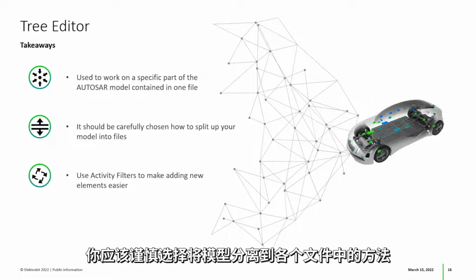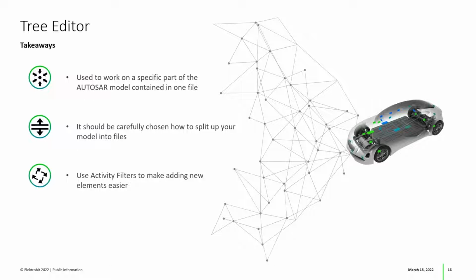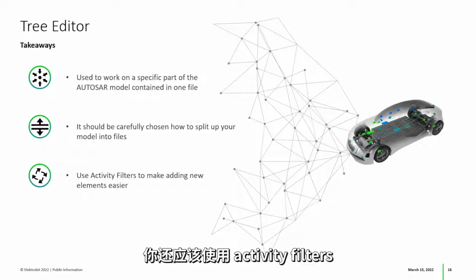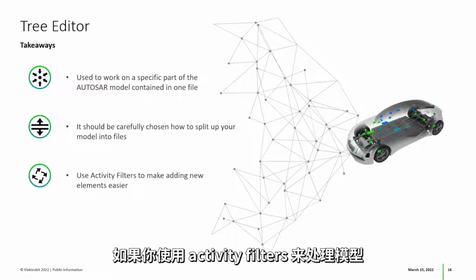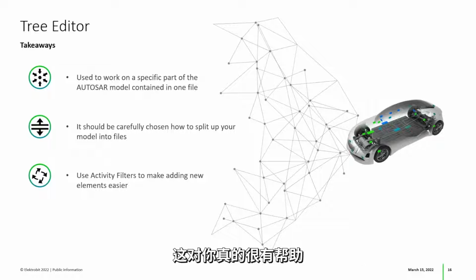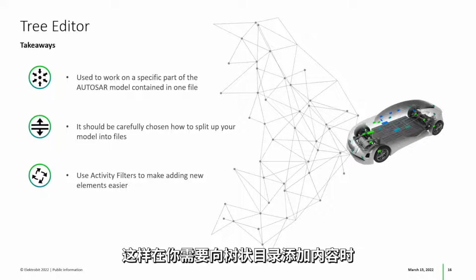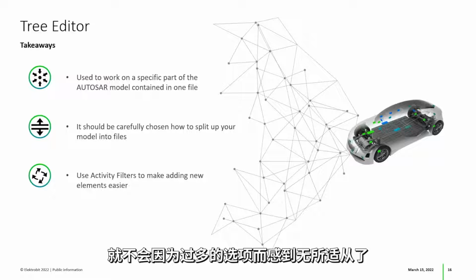One thing to note is that you should choose carefully how to split up your model into files. And you should also use activity filters to make adding new elements easier. So it's really a big help if you work on the model to have activity filters, because it's not so overwhelming when you need to add things to your tree.